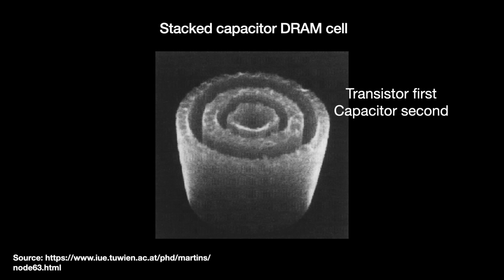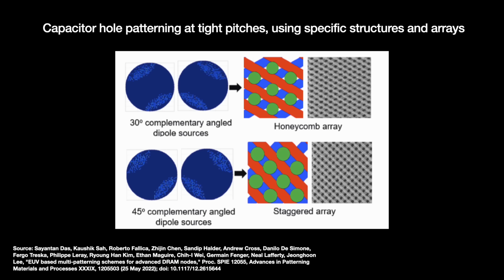The simplest, though not always cheapest, way to do a shrink is just to print the features smaller. Lithography helps us print smaller capacitor holes or cuts down on the number of mask steps, which saves money. It also enables new structures like a honeycomb or staggered array. The imminent next step comes at the cell design level.